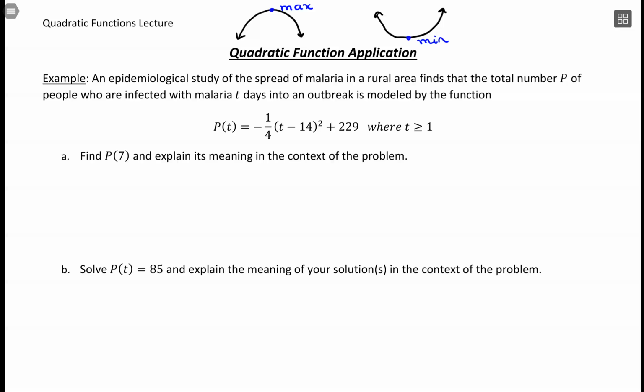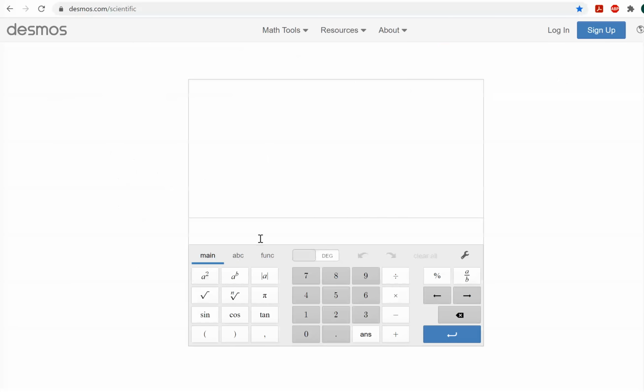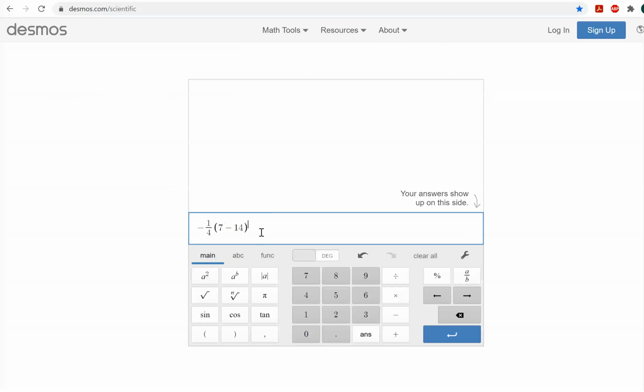So, P of 7, so what we're doing is plugging in 7 for our variable T. So we're doing negative 1/4, (7 minus 14) squared plus 229. And with that, we can just take that to a calculator, plug it in all at once. So let's go to our Desmos calculator. So negative 1/4, and then in parentheses, 7 minus 14 squared, and then plus 229. So that's going to be 216.75.